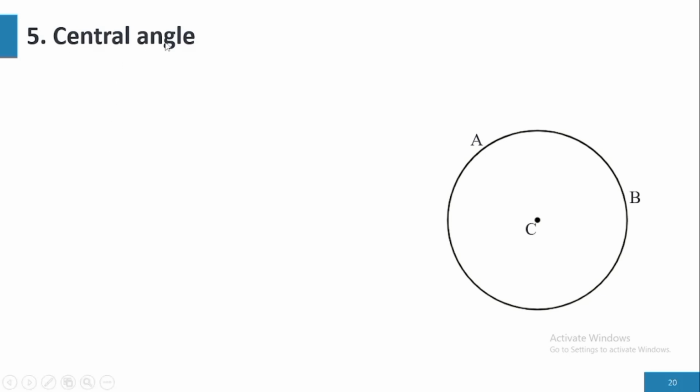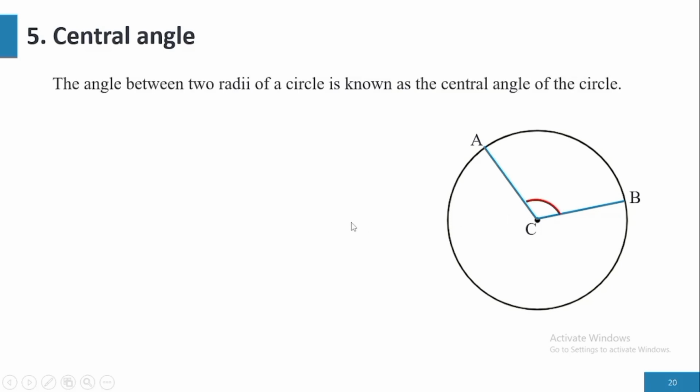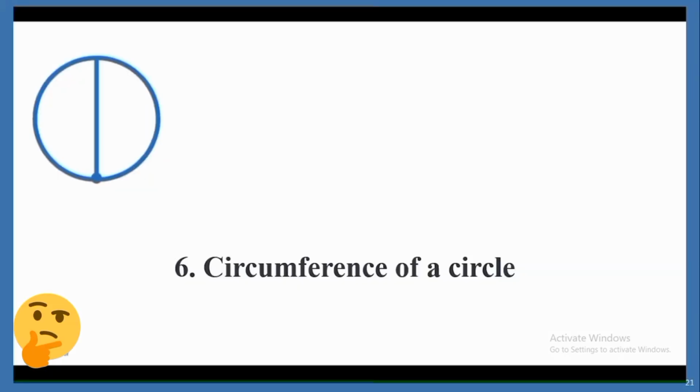Next important concept is central angle. Now, what do you mean by central angle? The angle between the two radii of a circle which is formed at the center of the circle will be known as central angle. The angle between two radii of a circle is known as central angle of a circle. And here this angle ACB will be known as central angle of the circle.